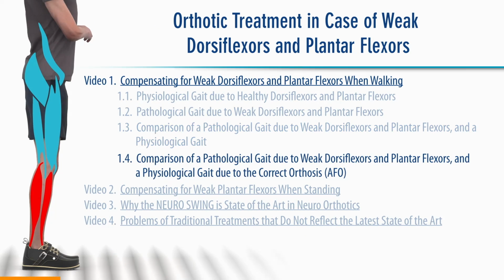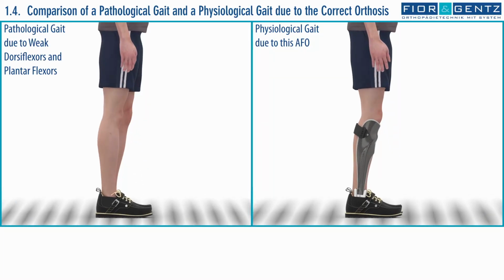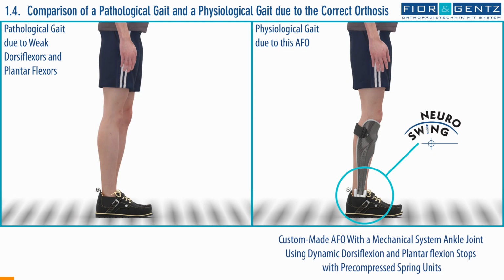Chapter 1.4. Comparison of a pathological gait due to weak dorsiflexors and plantar flexors, and a physiological gait due to the correct orthosis. Custom-made AFO with a mechanical system ankle joint using dynamic dorsiflexion and plantar flexion stops with precompressed spring units.